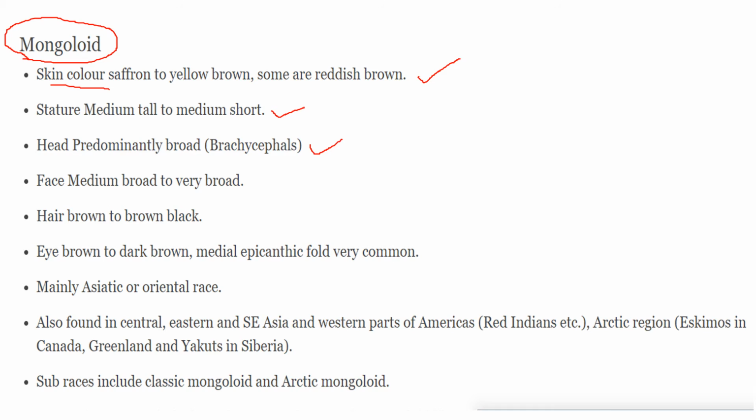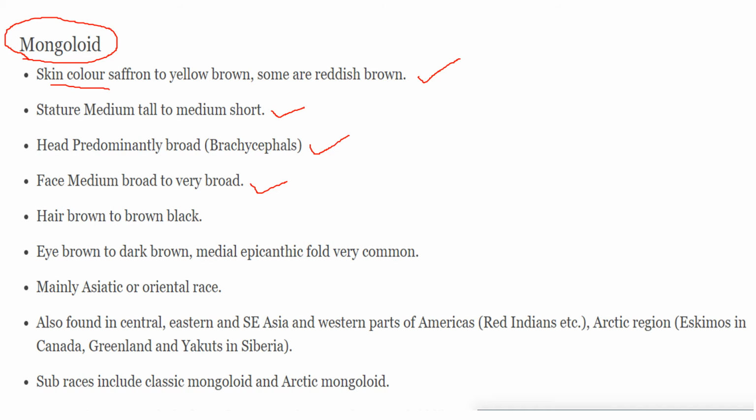Their head is very broad. If you focus upon the Chinese people, they are known as a Mongoloid race. Then the face is medium broad to very broad. Their face is comparatively broad. If it means a ratio with their body, at that time you can clearly identify that one.